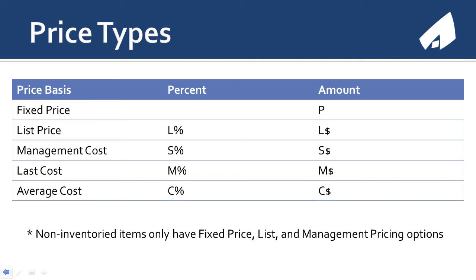For non-inventoried items, you'll only have the option of a fixed price list and management pricing options. This is due to you not actually receiving those items, so there's not going to be a last or average cost. Alright, so let's take a look at how this actually works in ACCTivate, because I know it can be kind of confusing just looking at slides.